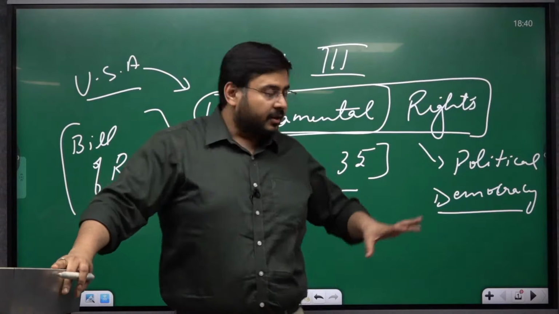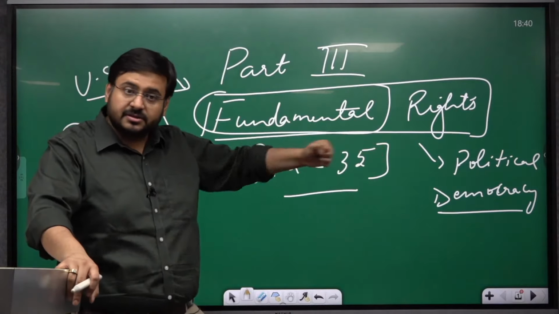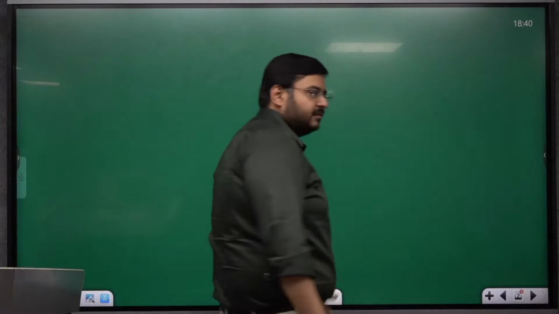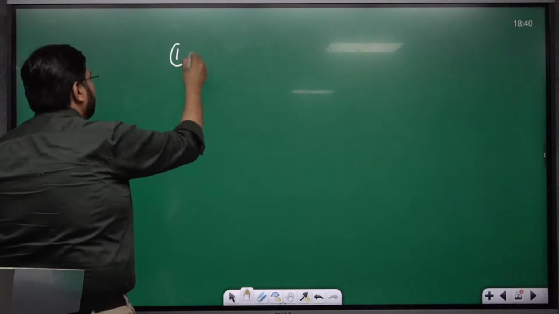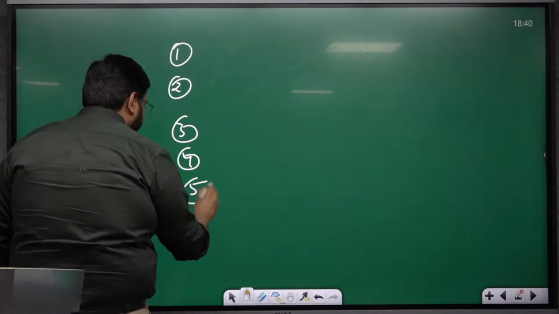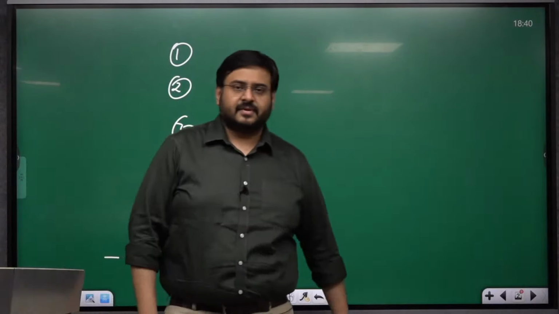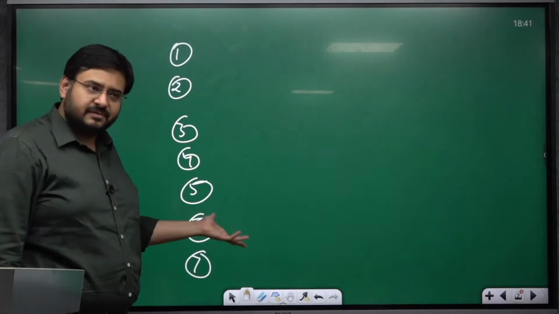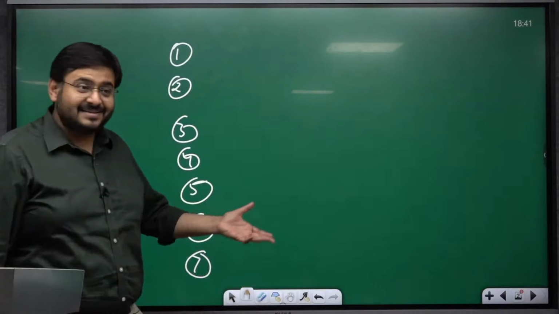Yes. Now, how many types of fundamental rights are there? This is another question. So, what type of fundamental rights do we have? How many types? Tell me. 1, 2, 3, 4, 5, 6 or 7. How? Teaching polity and you do not even know there are 7 fundamental rights, right? Now let us discuss.